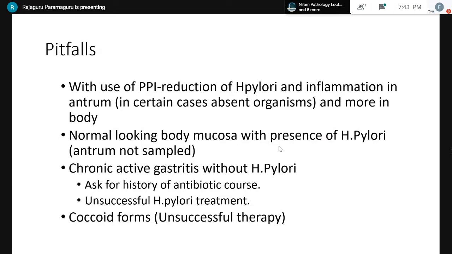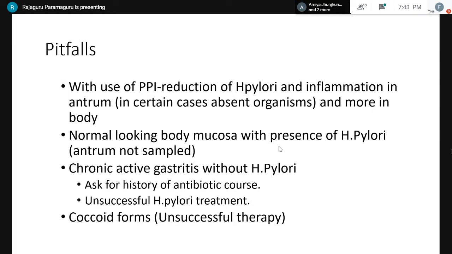But we have certain problems, like when patients use proton pump inhibitors. These days, proton pump inhibitors are easily available over the counter. In any country, even in developed countries, they are easily available. Whenever a patient is suffering from acidity, they just go to the counter, and the pharmacist gives them the proton pump inhibitor drug.